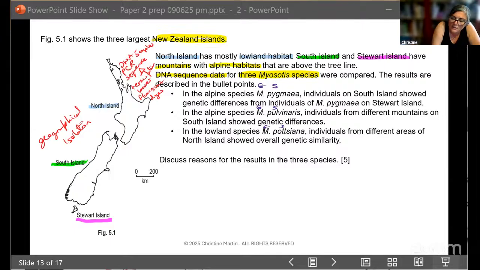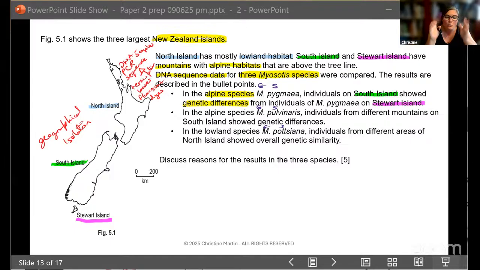So let's just finish doing this. What have we got? In the alpine species, individuals on, what color did I use? Green. The South Island showed genetic differences from individuals on Stewart Island. Well, that's obvious because they've been geographically isolated, one on the green island and one on the pink island. So now they're potentially in different environments and therefore have different selective pressures on them.